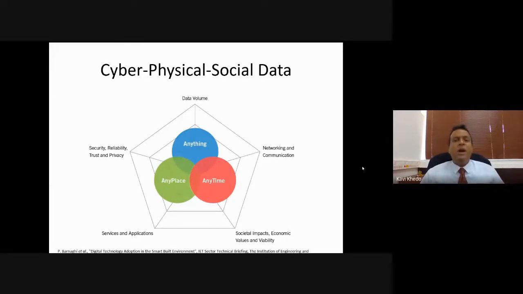But there is a third dimension which is called social. Social means our everyday life. We deploy sensors to monitor different things in our everyday life. You'll see the different issues that we have.